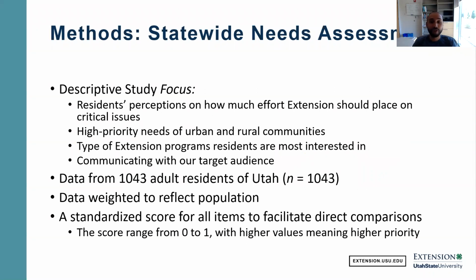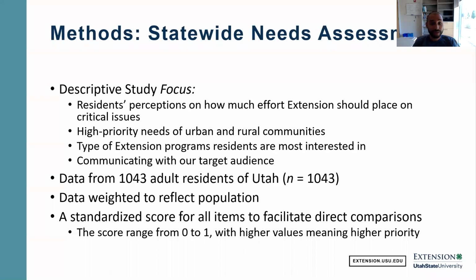So let's move on to the actual report now. This was a descriptive study that focused on 4 major areas. These were residents' perceptions on how much effort USU Extension should place on critical issues. Another area, the high priority needs of urban and rural communities, and also the type of programs residents are most interested in. And finally, how can we better communicate with our target audience? So this needs assessment provided a comprehensive report on the current problems of residents and their willingness to engage with extension. So a Qualtrics survey was conducted and the data were collected from 1,043 residents.